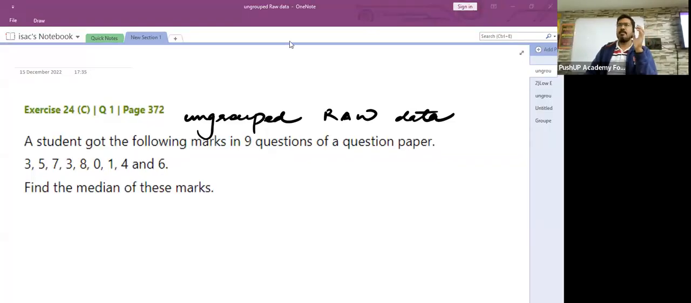Yeah. So what did I say, children? In this topic, median, you are going to learn along with median, lower quartile, upper quartile, and interquartile range.